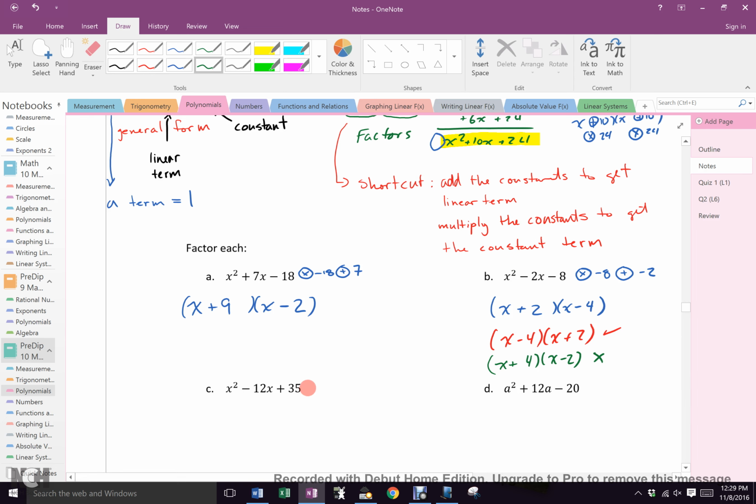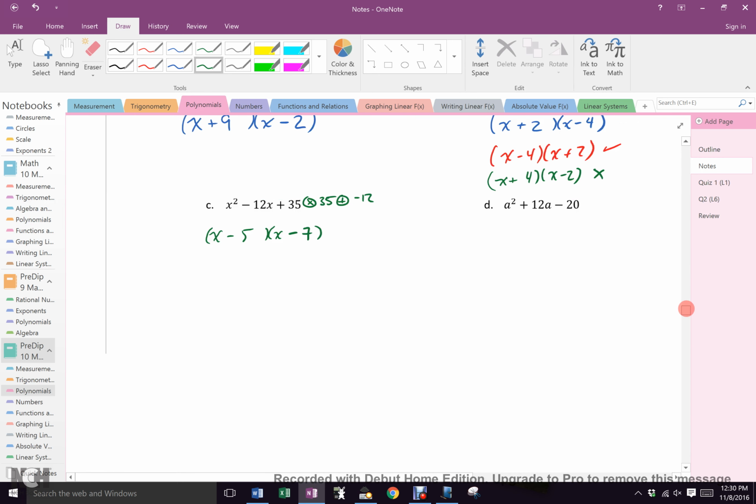So, what do I need here? Multiply to what? 35. Add to what? Negative 12. It's positive, so it has to be double negative. Why? Because I have a negative 12 there. So what is it? 5 and 7. See how easy this is? Everybody's cool? Okay. Look at D. What's D got to multiply to? Negative 20. And add to what? 12. What is it?